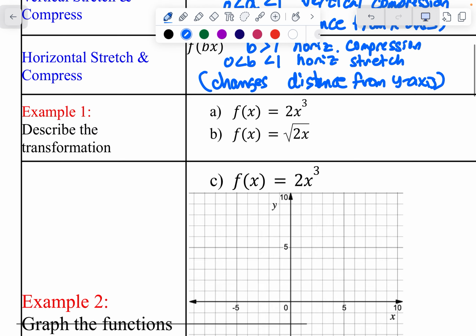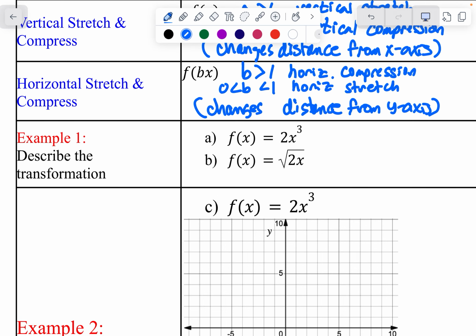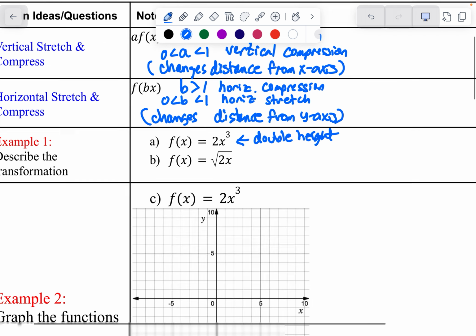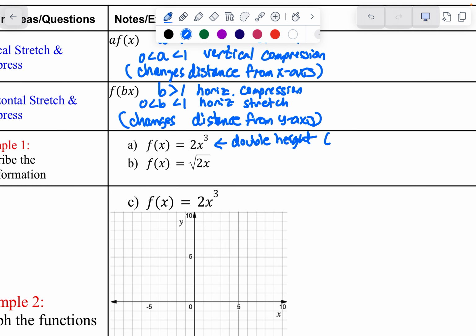Okay, so let's look at our first example, asking what has happened from the function, how can we describe the transformation? Well, if there's a 2 on the outside, it's going to double the height away from the x-axis. So it's going to double the height, and it is technically called a vertical stretch.